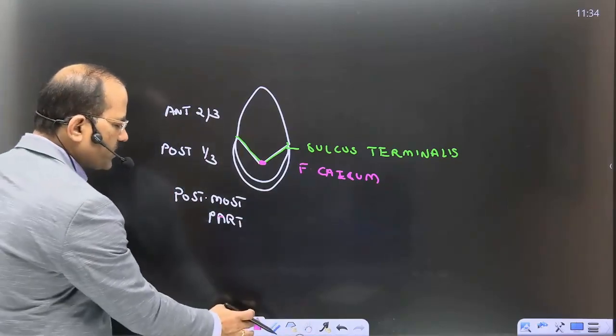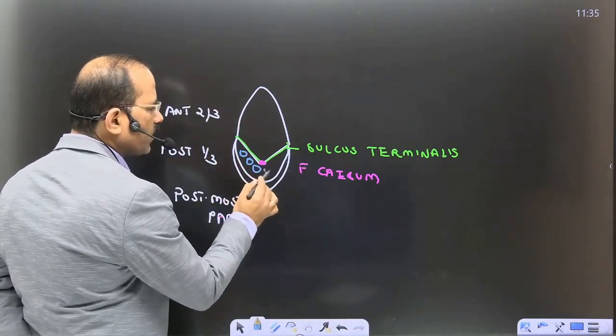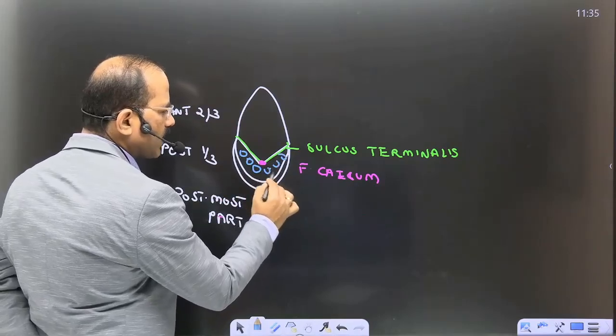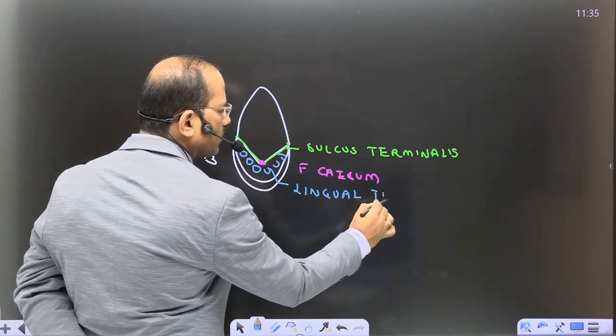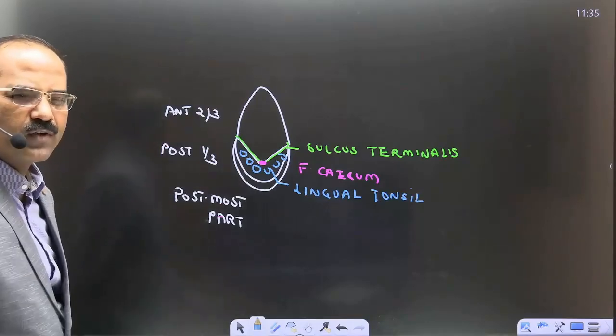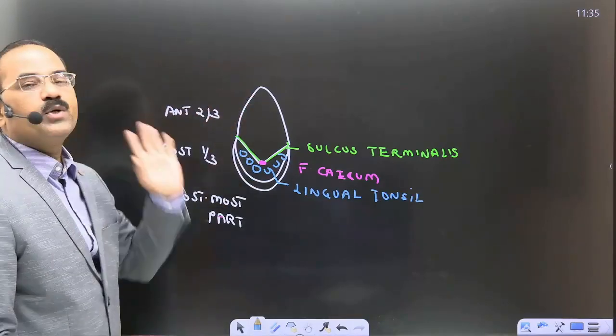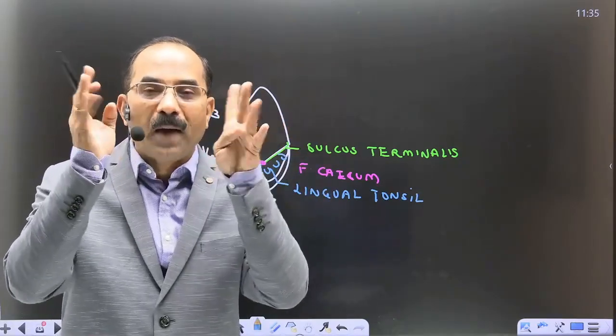Now, this posterior one-third of the tongue, students, contains lymphoid tissues. So this is acting as a lingual tonsil. Okay, that's a lingual tonsil, right? It contains lymphoid tissues. Now, anterior two-thirds of the tongue, the surface is rough because of the presence of papillae.